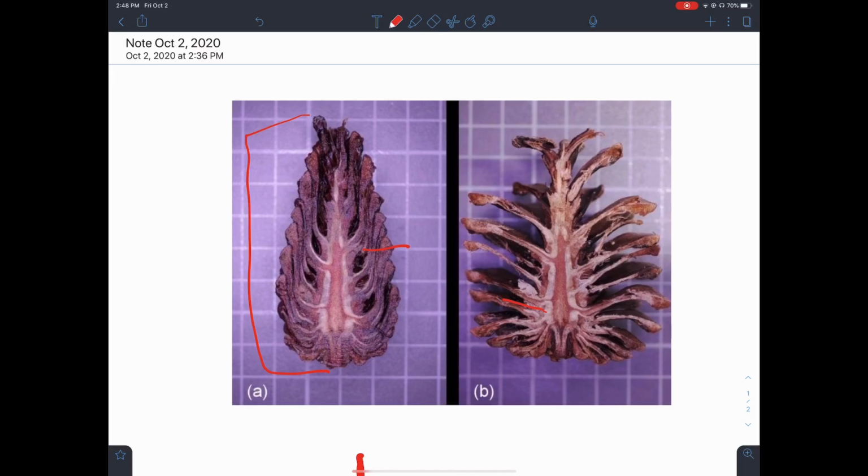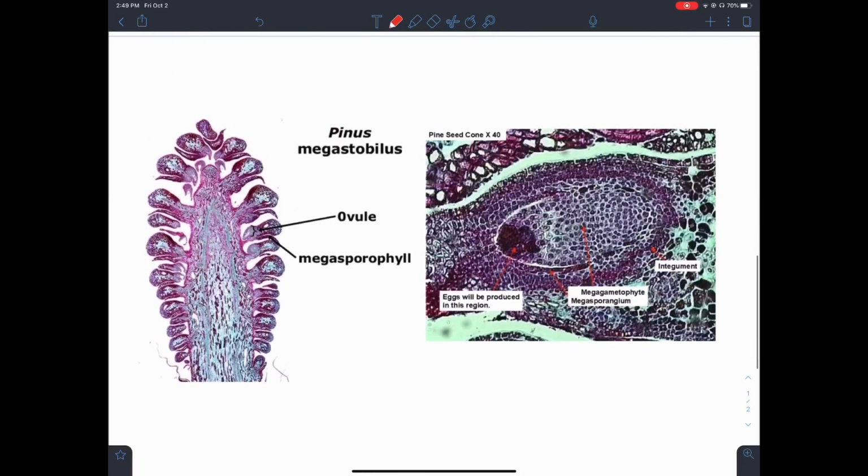And each one of these little leaflets is actually a megasporophyll. Phyll meaning leaf, sporophyll meaning spore leaf, mega meaning egg. So the egg or the gametophyte, the megagametophyte bearing spore leaf. So it's right down here in the axil where the ovule is being produced on this megasporophyll. And if you take a look, here's the cone again, but now a thinner section under a microscope. And here's our megasporophyll. And inside the megasporophyll again is the ovule.